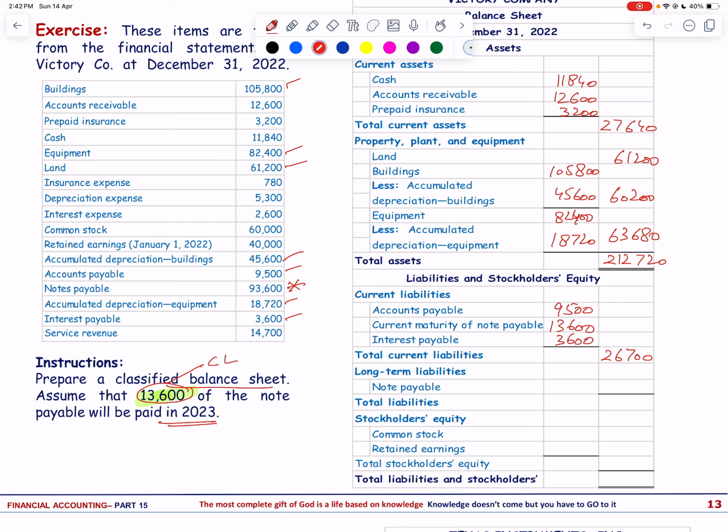To this we will add the long-term liability, and the balance, that is 93,600 minus 13,600, which is equal to 80,000. So the total liabilities are 106,700. To this we will add the common stock, and the common stock is 60,000, and the retained earning.